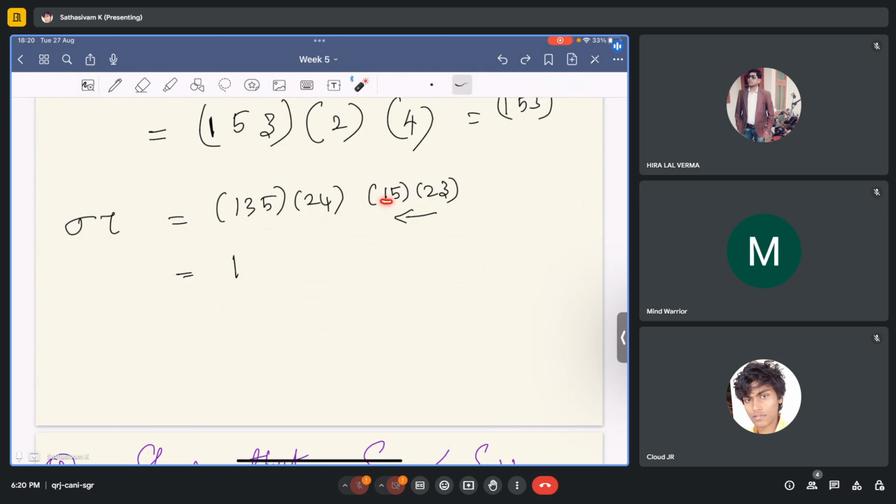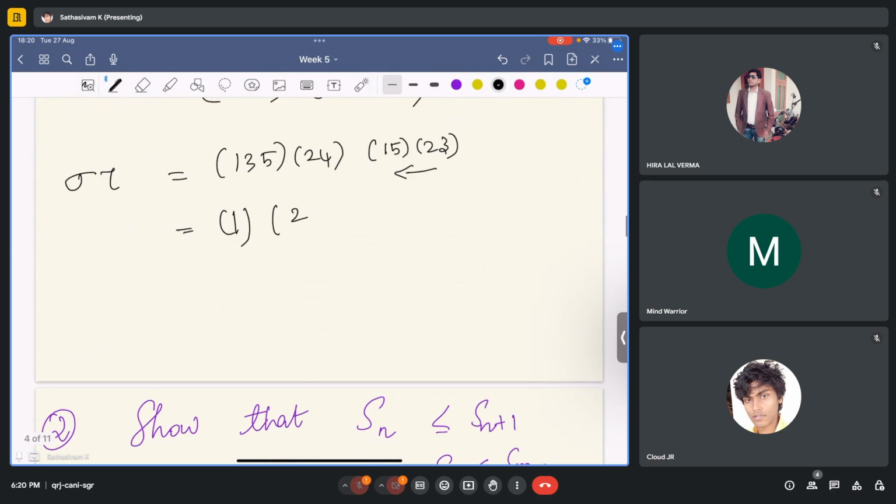Okay, so 1 goes to 5 here, and there is no 5 here, and this 5 goes back to 1. So what actually happens is 1 goes to 5, and then 5 goes to 1, so 1 remains the same. Now let's start with the 2. So here 2 goes to 3, there is no 3 here, 3 goes to 5, so 2 goes to 5. And here 5 goes to 1, 1 goes to 3.